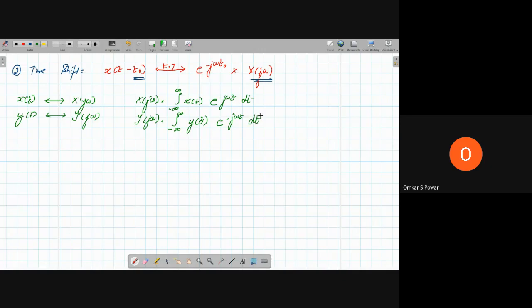So now what we have to prove? We have to shift in time by t minus t naught, and then we have to observe what happens in frequency domain. So let us go step by step. Let me take this equation here. We have got X of j omega is equal to integral from minus infinity to infinity x of t e power minus j omega t dt.